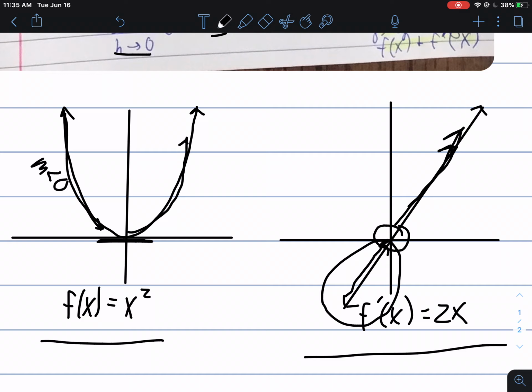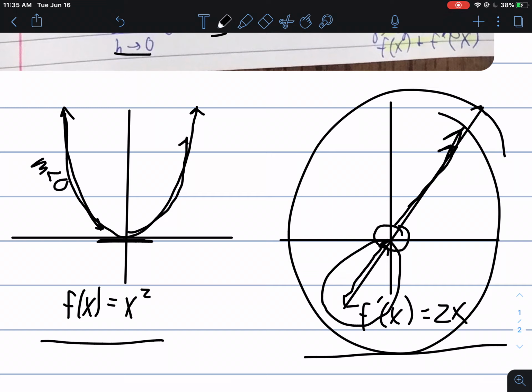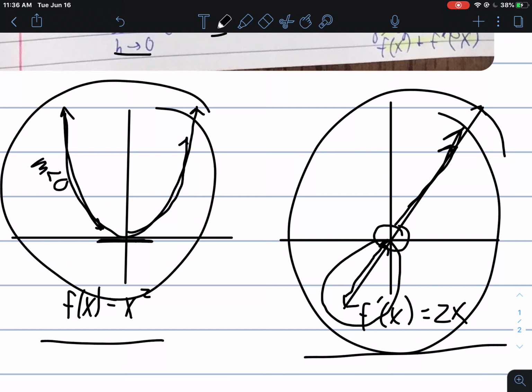So the idea is, can I look at this? And if I gave you a graph like that, could you sketch the graph of the function, at least reasonably so? It's all about just having a general idea of what the graph looks like. It doesn't have to be perfect.